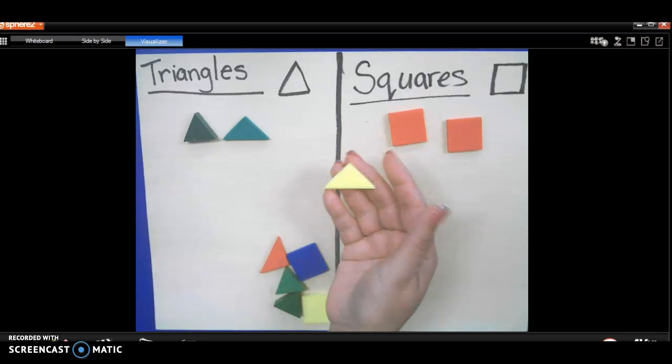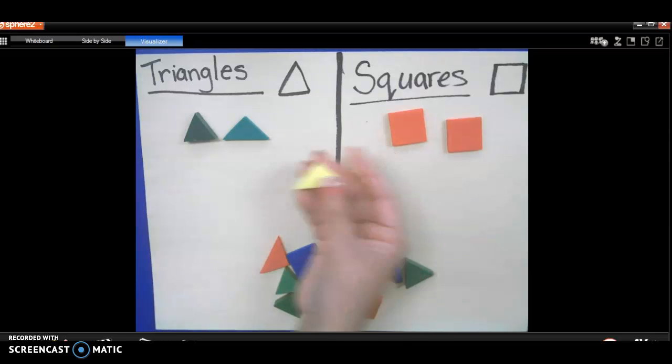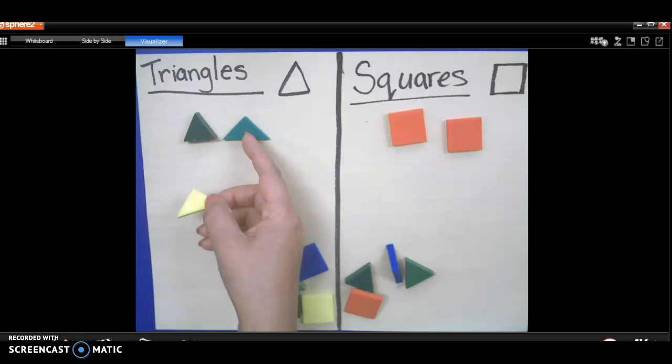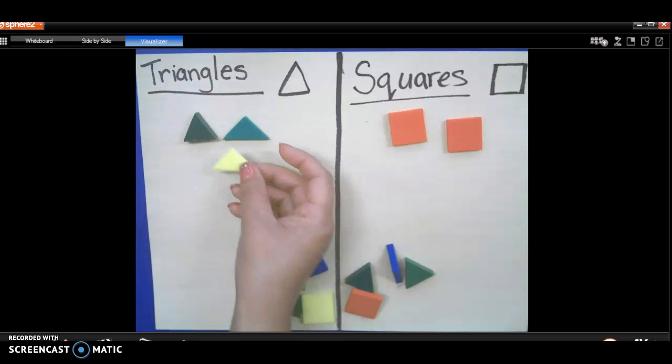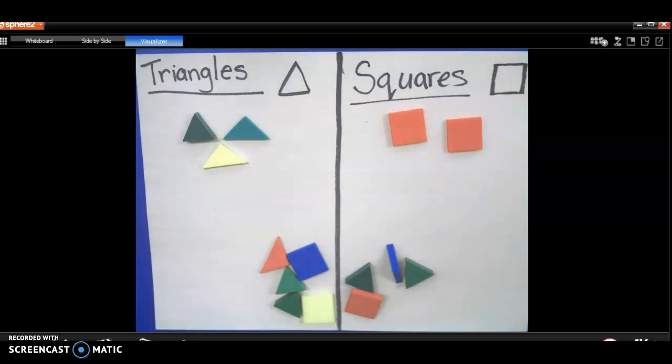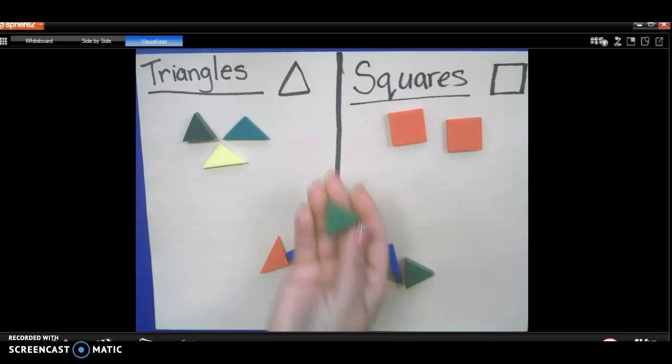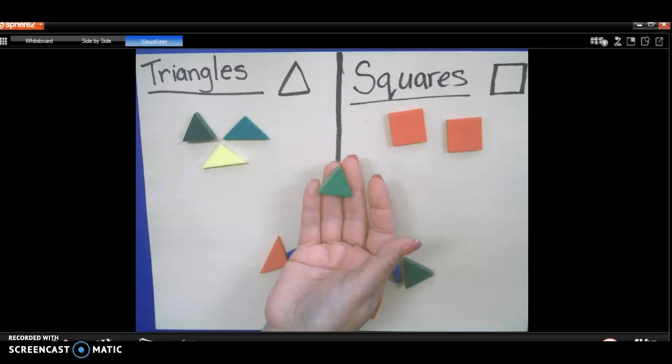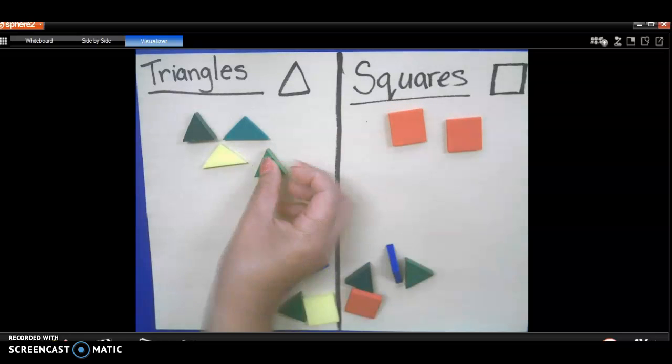What about this one? That one's also a triangle. And this one, these 2 are green and this is yellow. So it doesn't matter that they have different colors as long as they're all triangles. Because the attribute that I'm looking for is the shape. I'm not looking for the color or the size. So we're looking for the shape. This one, triangle, goes over here.